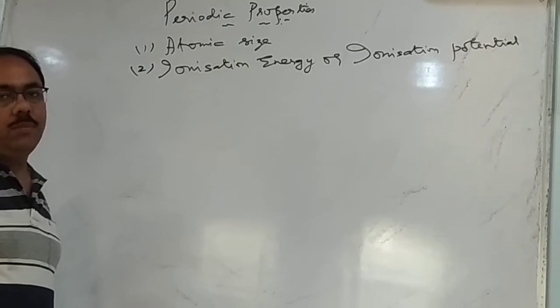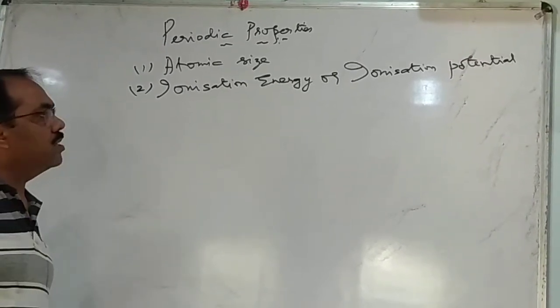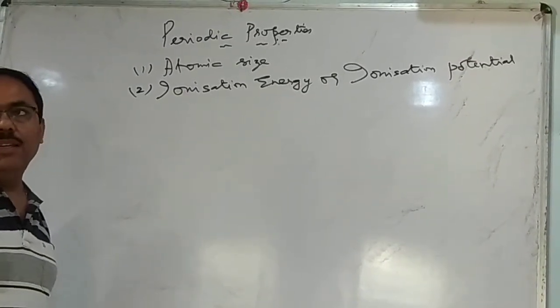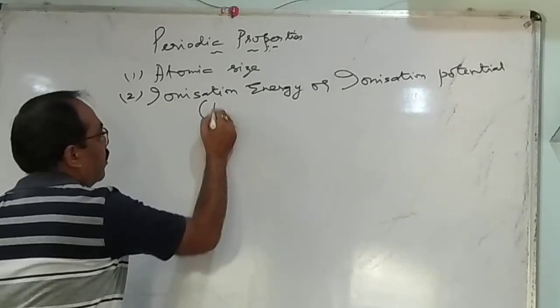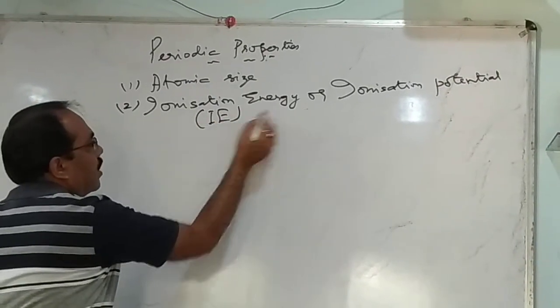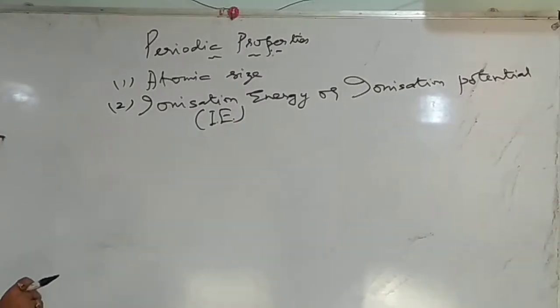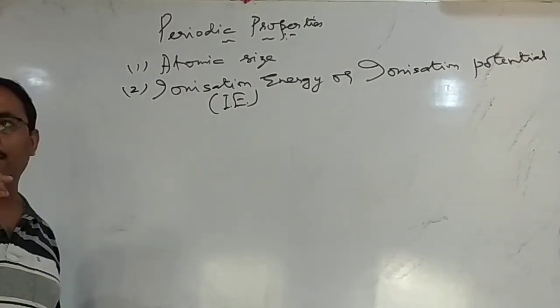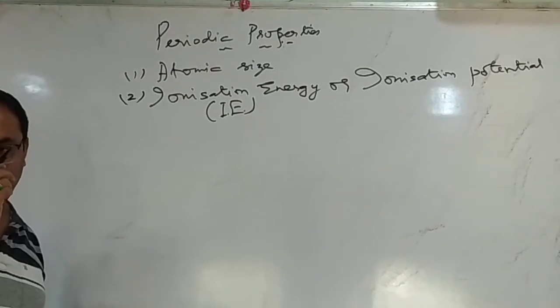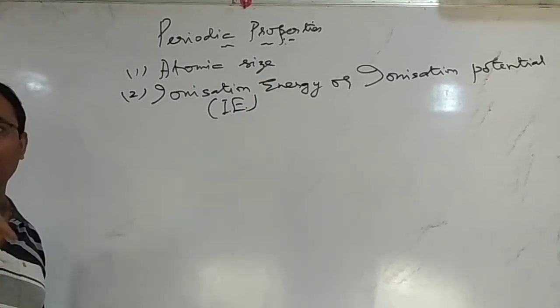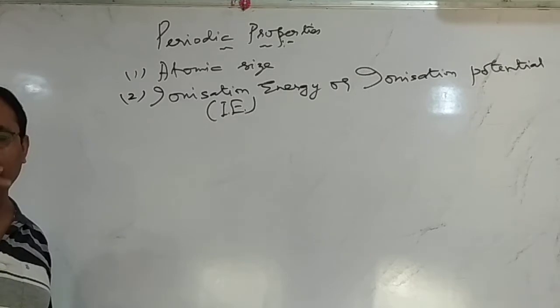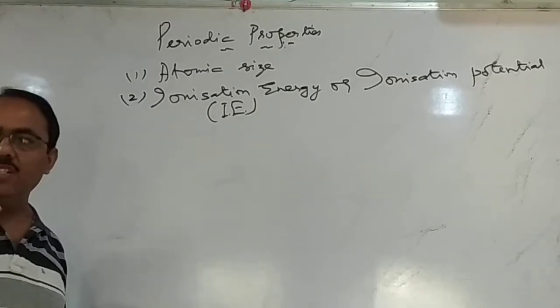So the second periodic property we are going to study today is ionization energy or ionization potential, which is denoted by IE. We can say ionization energy or ionization potential. What is ionization energy? All these definitions are given in the notes I have given to you. You can see the notes, but once again I am telling you, listen carefully. It is the amount of energy required.